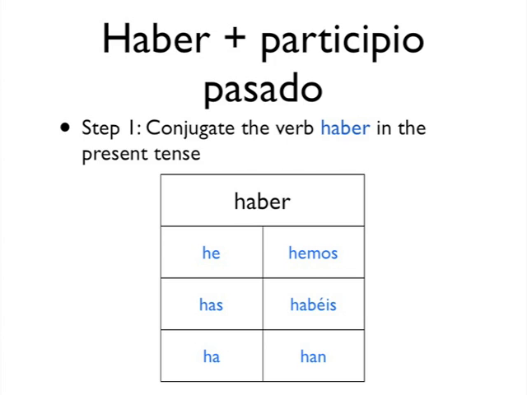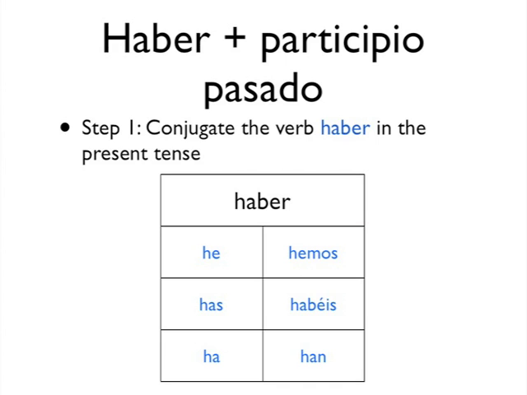The first step for making the present perfect in Spanish is to use the verb haber, which is our equivalent in Spanish of the verb have or has, and then we use our participio pasado, or our past participle. So the first step is to conjugate the verb haber in the present tense. The present perfect gets its name from the use of the verb haber in the present tense. The conjugations mostly just have to be memorized, but they look like this. He, has, ha, hemos, habéis, han.